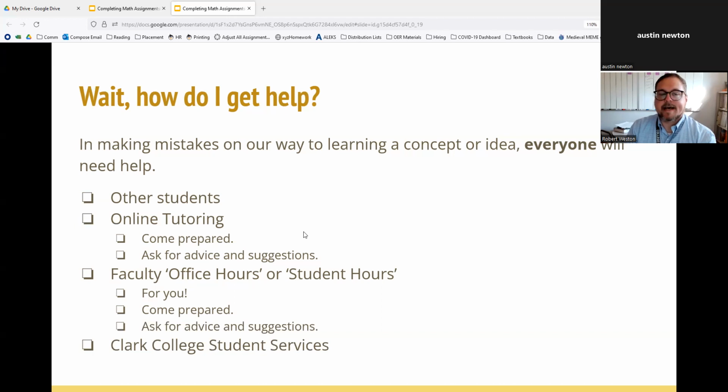Clark College Student Services has disability support services, counseling, many, many other things I can't list on here because I don't have the room, but please use those. They are there for you. You pay for them when you pay for your classes. Please, by all means, use them.